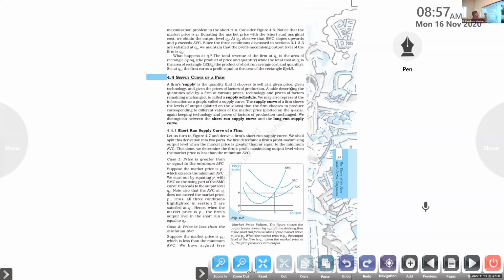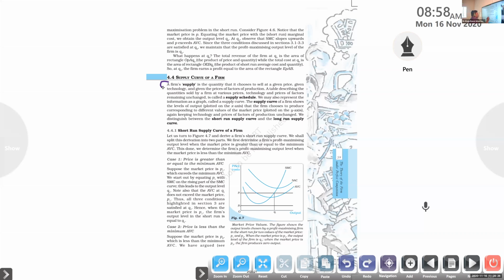Underline that this is called the supply of a firm: the firm supplies the quantity that it chooses to sell at a given price, given technology, and given the prices of factors of production. Now, a table describing the quantities. There is no table here, just understand it. In a table, we are able to find the quantities sold by a firm at various prices, the quantity of the product that a firm sold in the market for different prices, with technology and prices of factors remaining unchanged.